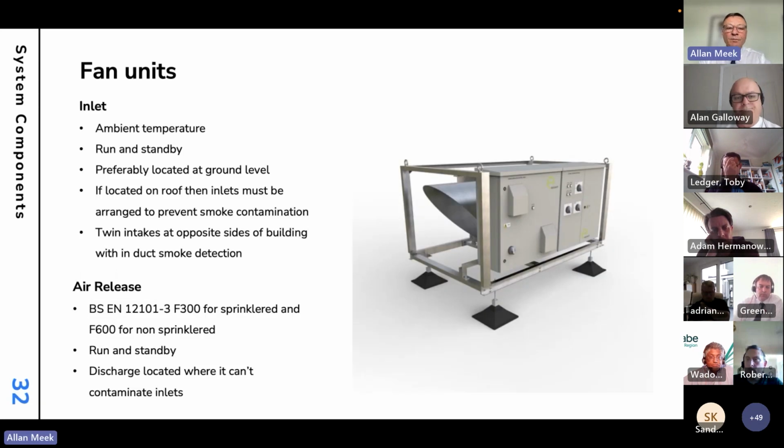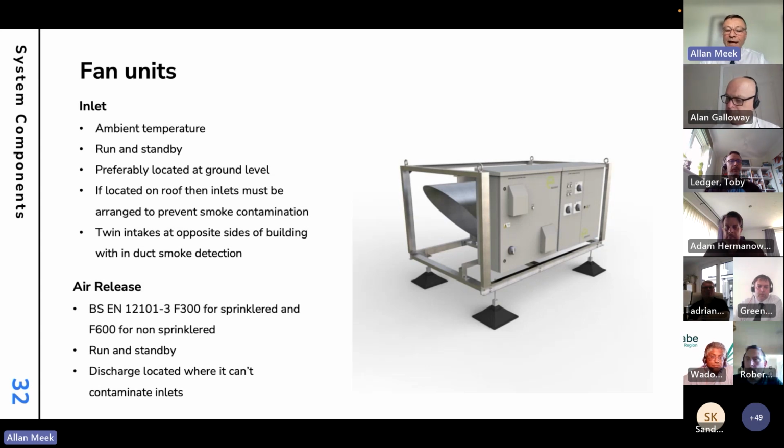So looking at the parts of the system, the fan units for the air inlet are ambient temperature, so there's no third-party 12101 test required for that. They need to be run standby, and the preference is to locate them at ground level, so it's not possible for the inlets to become contaminated. Sometimes they can be put in a basement if that's easier. If they're located on the roof, then the inlet must be arranged to prevent smoke contamination.